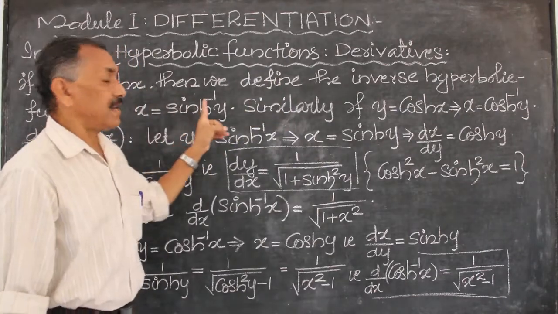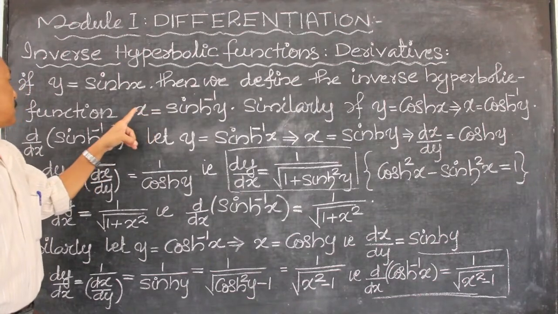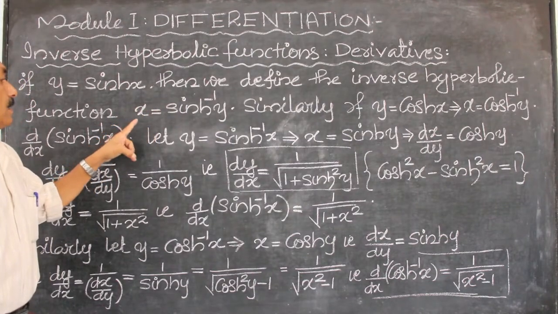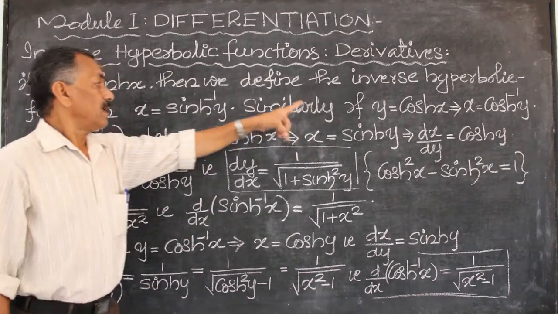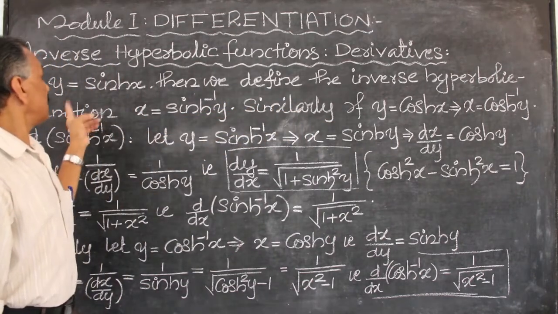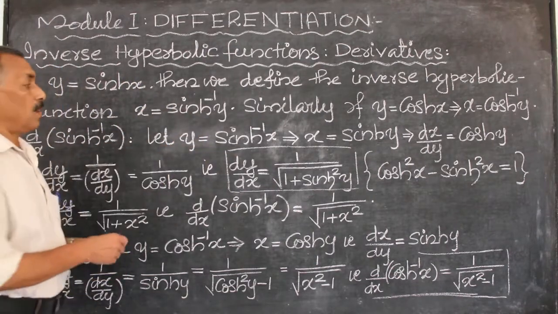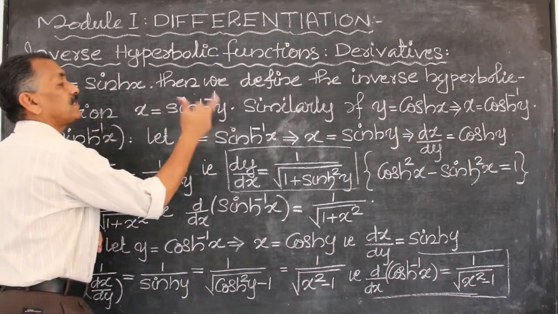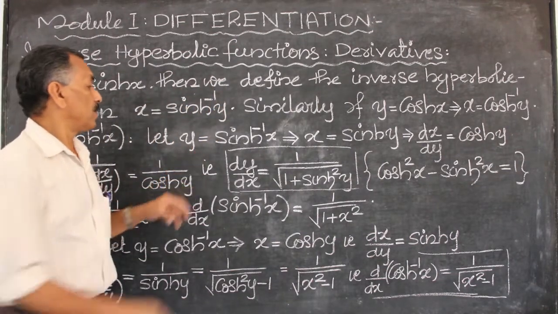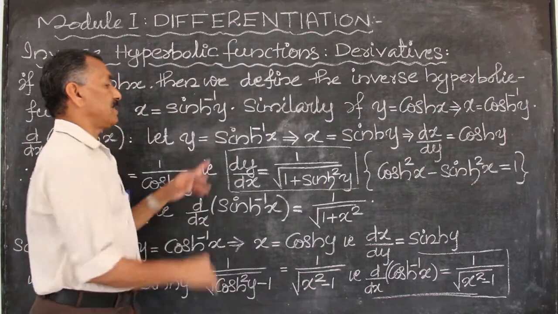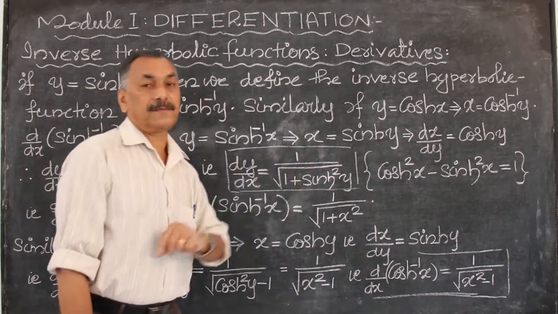If y is equal to sinh x, then x is equal to sinh inverse y. Or if x is equal to sinh inverse y, then y is equal to sinh x. So y is equal to sinh inverse x, which means x is equal to sinh y.